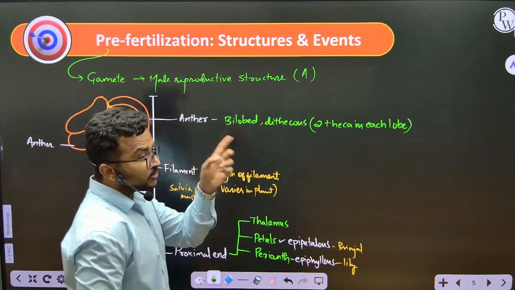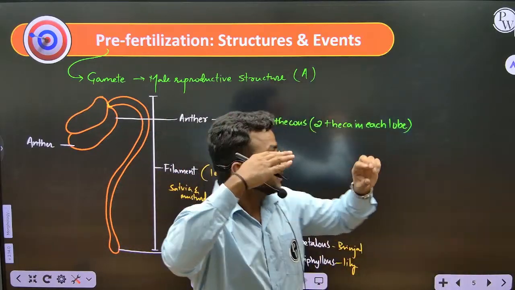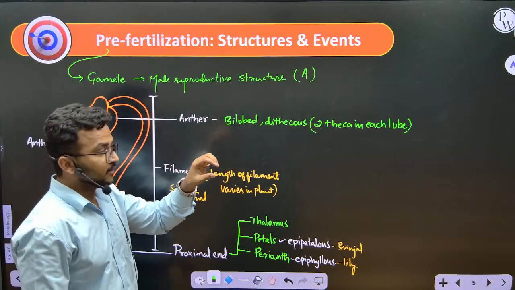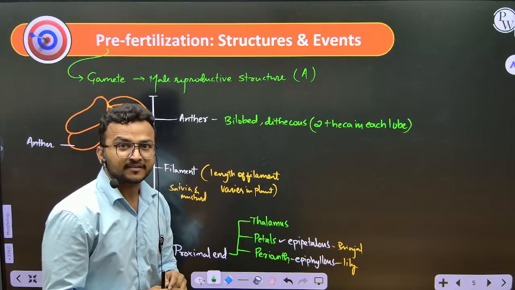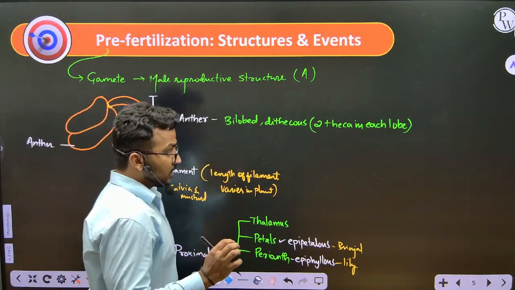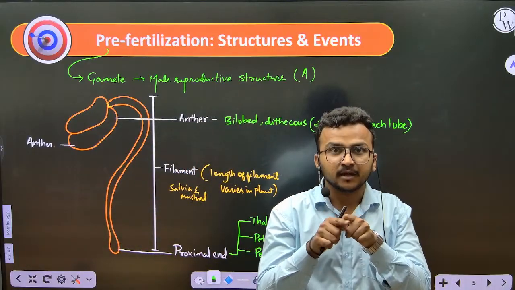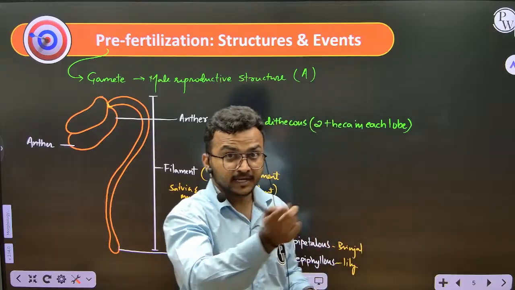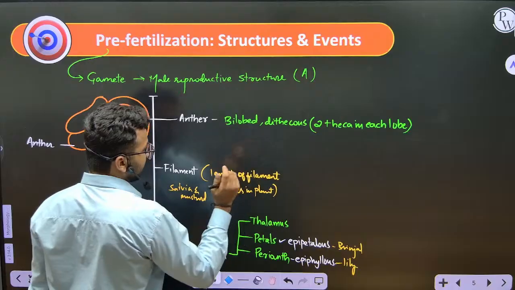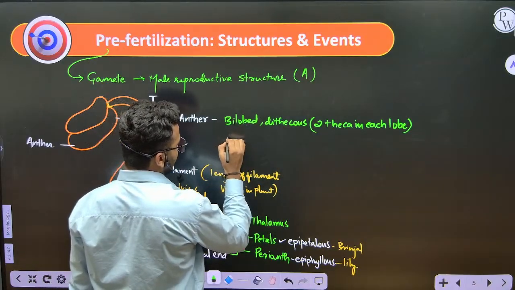And one more thing which is given in your book. If I cut this anther like this, it will have a transverse section. The transverse section will show a polygonal structure where four angles are formed. That I will show in the next slide, but I am writing the information here itself. So the anther is bilobed, dithecous, and it is a polygonal shape.